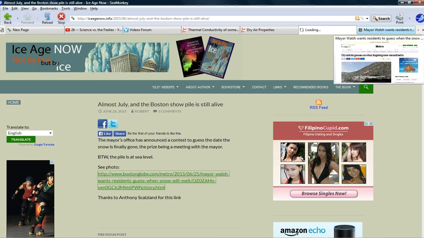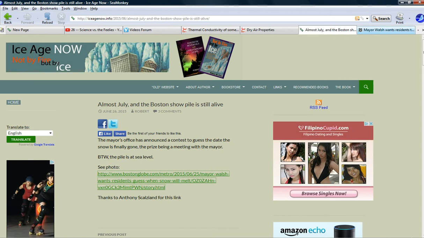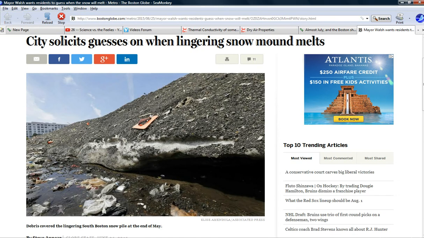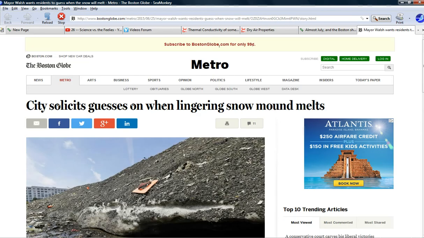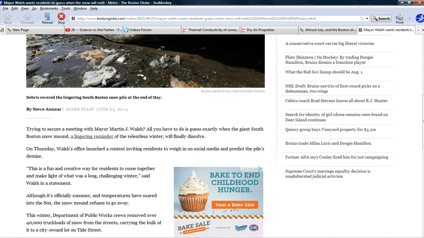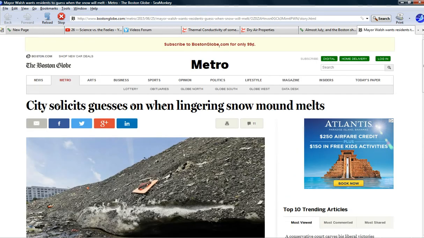But I have a special treat for you concerning the snowfall from last winter. This is the city of Boston. It's still there. They still have snow, and it's summertime. "City guesses on when lingering snow mound melts." This is from the Boston Globe, which is, I don't know if they're getting that, definitely left wing.